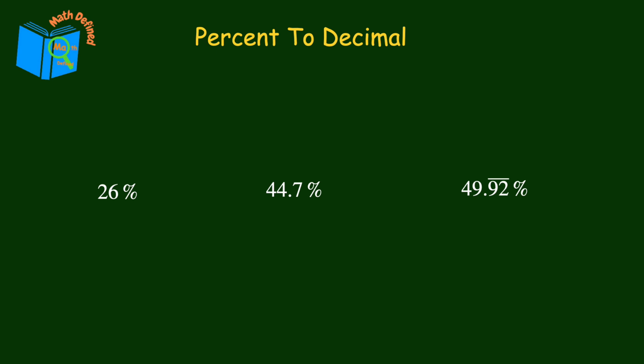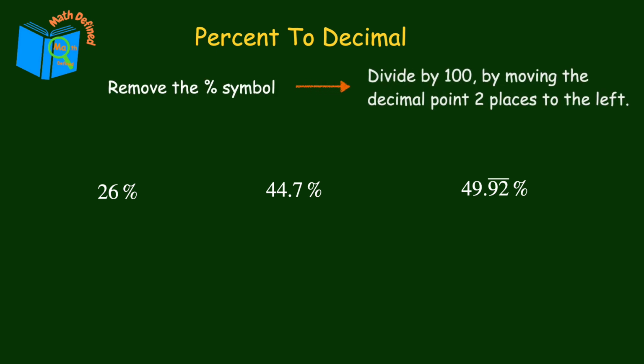We'll convert these 3 percents to decimals. We'll follow 2 simple steps. Remove the percent symbol and then divide by 100 by moving the decimal point 2 places to the left. Let's begin with 26%. We'll remove the percent symbol and place a decimal point to the right of the 6 in the ones place. Then we'll move the decimal point 2 places to the left. So 26% written as a decimal is 0.26.